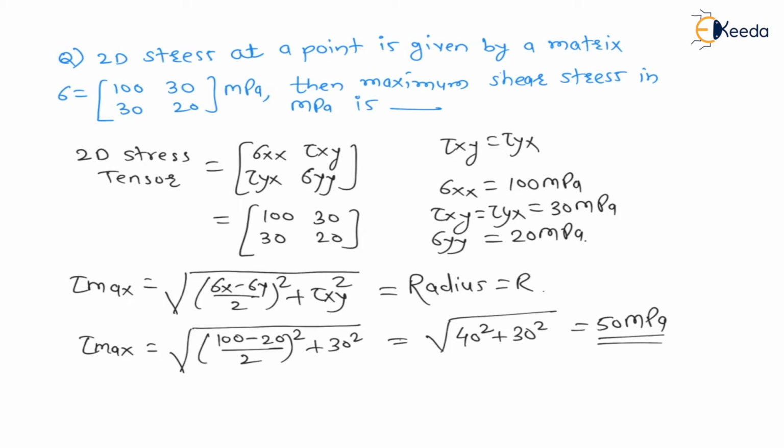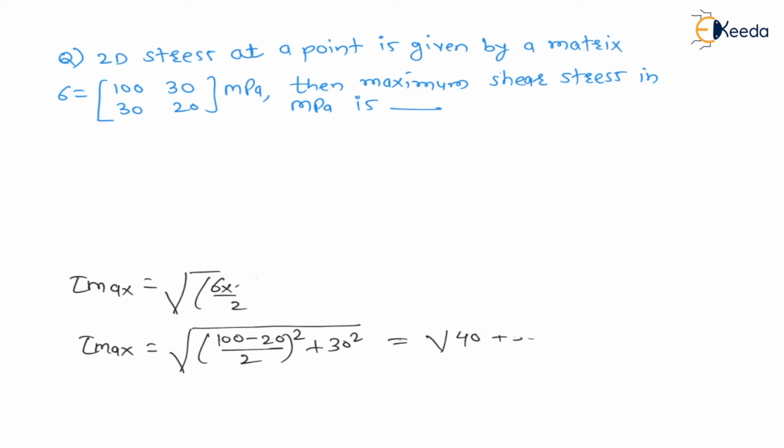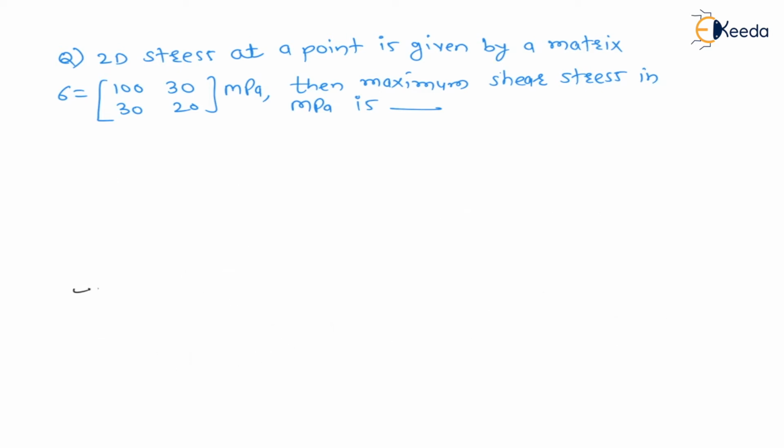Now, with the graphical way also, you can solve this numerical. For the graphical way, we have to draw Mohr circle. Now, with the help of Mohr circle, we will try to solve this question. Answer is 50 MPa. Right. Now, while drawing Mohr circle, what we have to do?